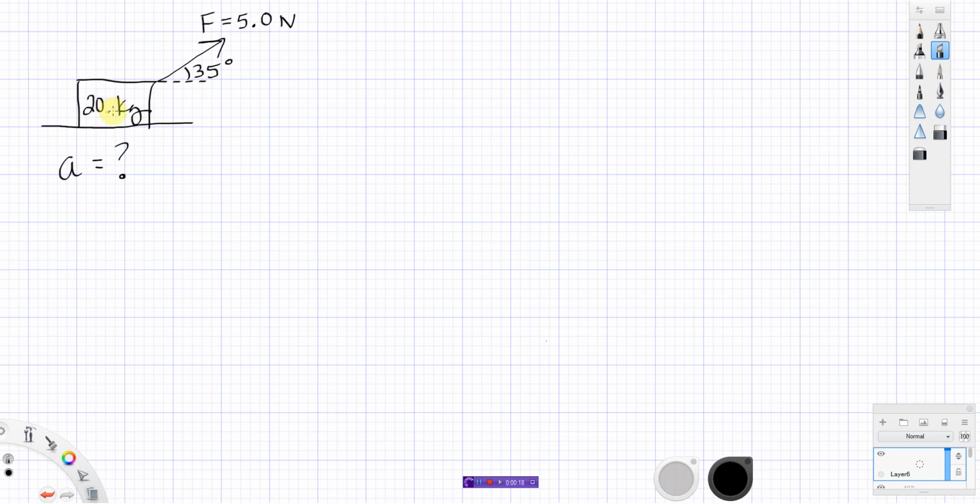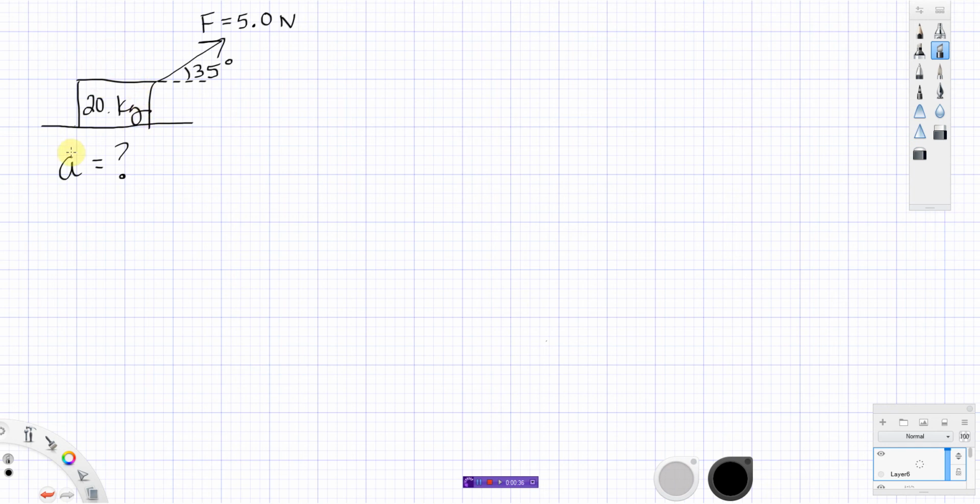I've got a crate or box on the floor, and it is being pulled to the right by a force of 5 newtons, being pulled to the right and up a little bit. And I would like to know the acceleration of this box. Yeah, that's kind of it.